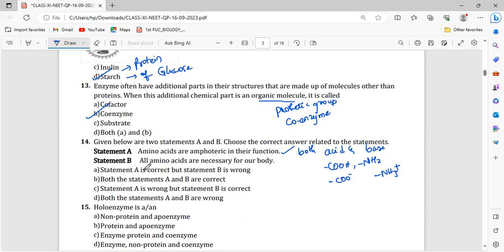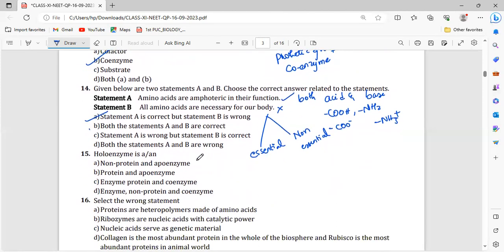Then statement B: all amino acids are necessary for our body. No, we have two types. One is essential amino acids, and the other is non-essential amino acids. Essential means it is not synthesized in our body, so we need to take it from an external source. Non-essential means it is synthesized in our body and there is no need to take it from an external source. So the second statement is wrong. A is correct, but B is wrong. Option A is the answer.